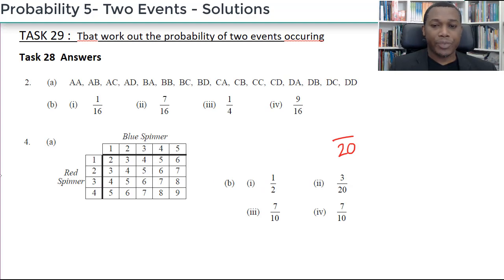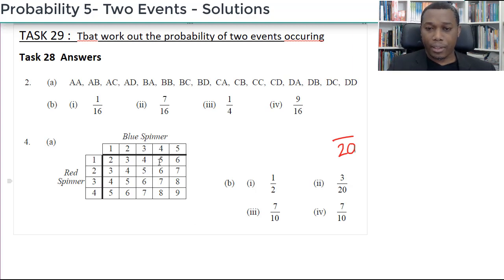For part 2, the number 7, you were counting how many 7s, and there were 3 7s here. So that's why we have 3 out of 20. A number greater than 4, you're counting all the instances of number greater than 4. So all the 5s, 6s, 7s, 8s, 9s.